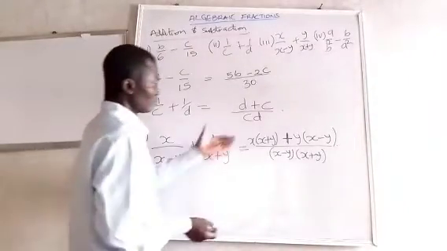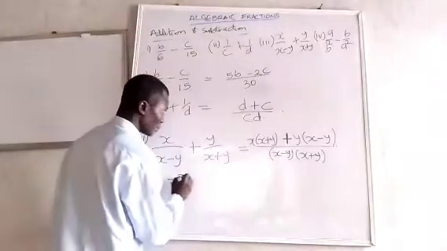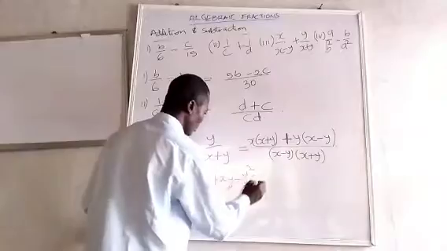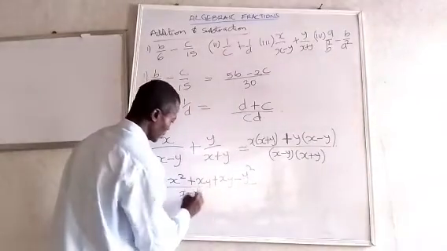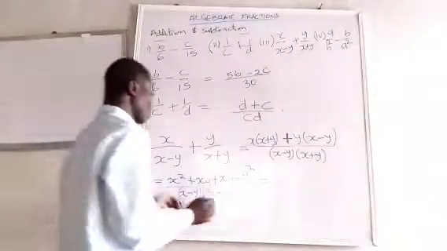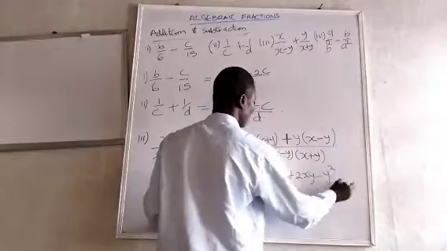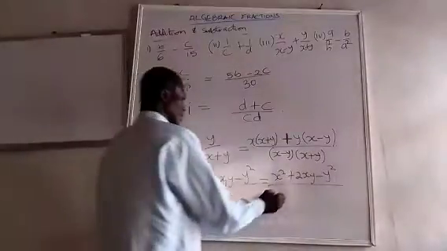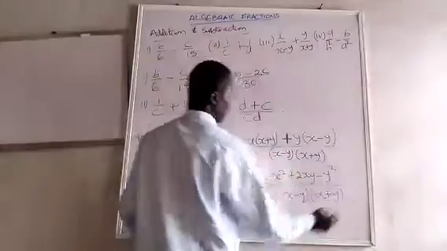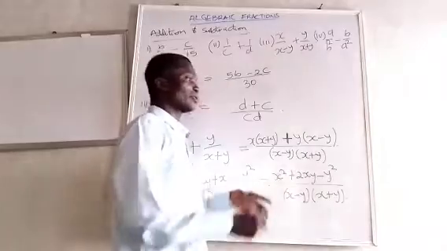The next thing is, let's see if we can still do some things more here. Let's expand. And this one is going to be x squared plus xy plus xy minus y squared divided by x minus y into x plus y. You can see how simple this is. So at the end of the day, we are going to have x squared plus 2xy minus y squared divided by x minus y into x plus y. This one here, if possible, we can still factorize it further.